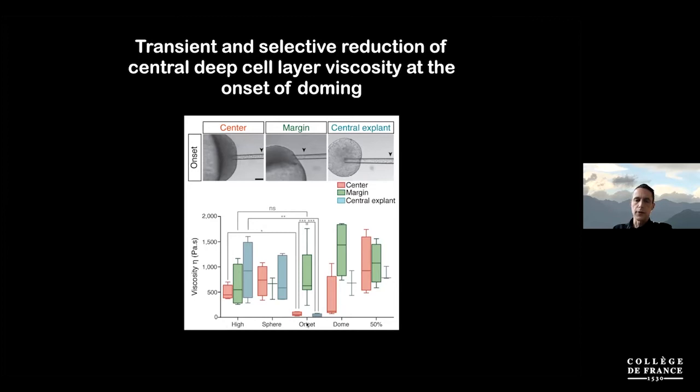And what she found, to her initial surprise, is that indeed the tissue in the center of the blastoderm is fluidizing right at the onset of doming, while the margin of the tissue is not fluidizing. The viscosity remains essentially unchanged. And then at later stages, the viscosity goes back up in the center, and you end up again with a state of viscosity which is very similar to the state before doming has begun. Nicoletta could also take tissue from the center of the blastoderm into culture, and even this tissue autonomously underwent fluidization, as you can see here, right at the point when the blastoderm in the center would fluidize.